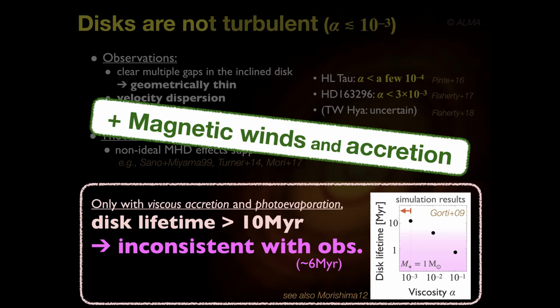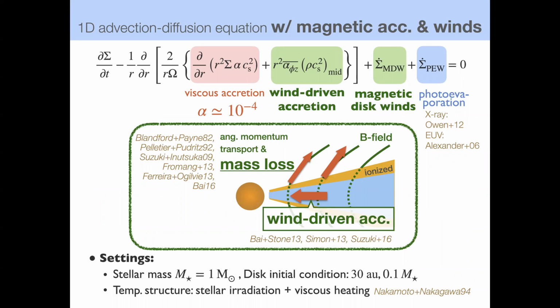So here we examine the effects of other physics, magnetic winds and the magnetic accretion. We investigate the disk evolution considering viscous accretion, MHD accretion, magnetic disk winds, and photoevaporation. Theoretical studies and MHD simulations have suggested that magnetic force can drive disk winds in addition to the photoevaporation, and magnetic braking drives the accretion. Here we focus only on the disk evolution around one solar mass star and do not consider planet formation.